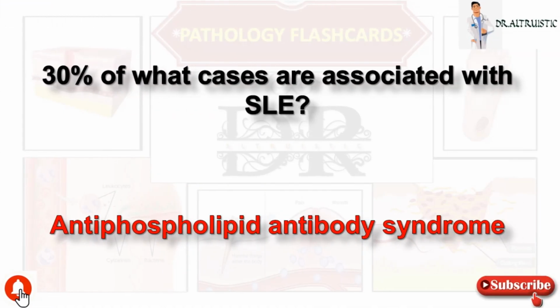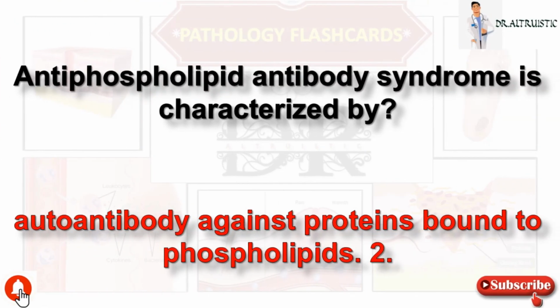30% of what cases are associated with SLE? Antiphospholipid antibody syndrome. Antiphospholipid antibody syndrome is characterized by autoantibody against proteins bound to phospholipids.